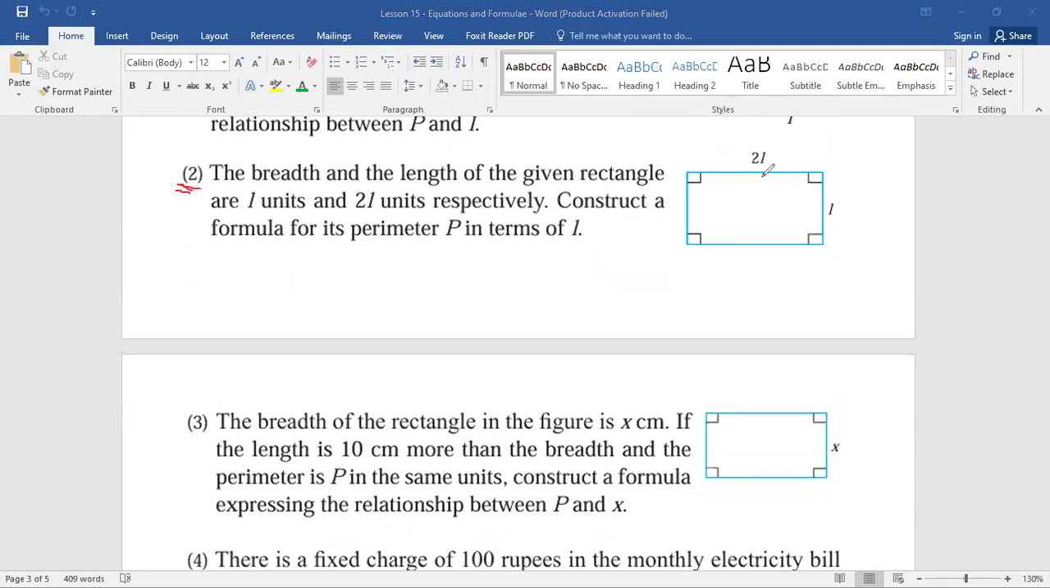This side is 2L, this side is L. Length of this side is 2L, length of breadth is L. So you have to find the perimeter P. No need to write, just try to obtain the answer for this one. You have to obtain the answer for P.